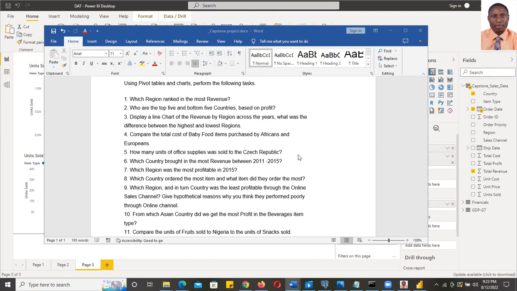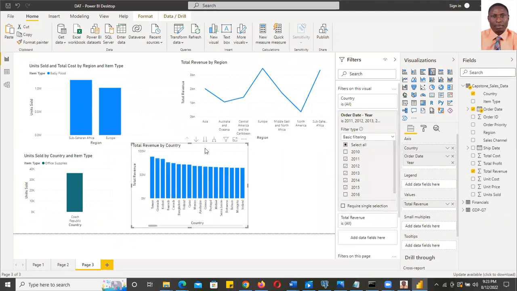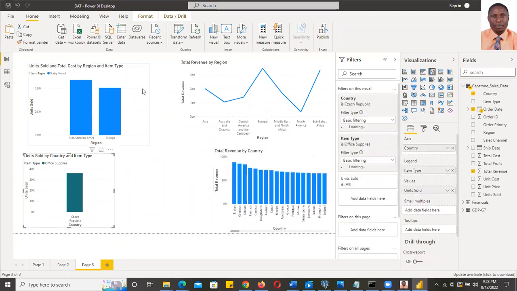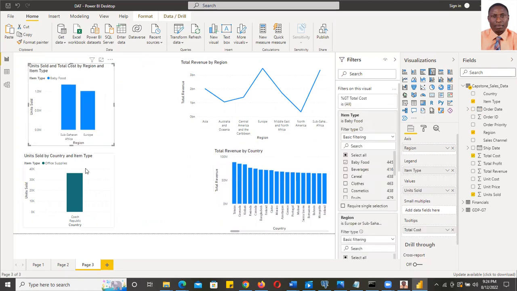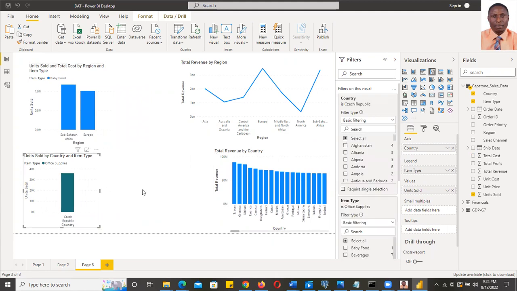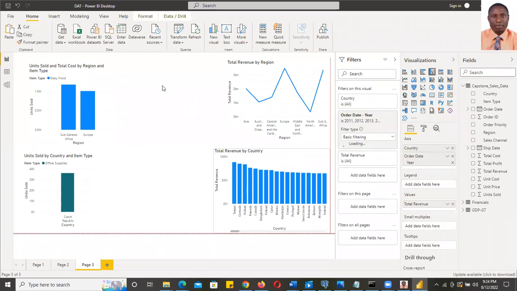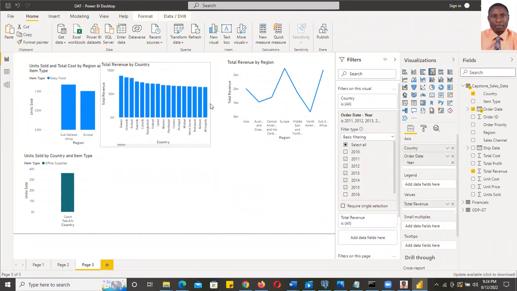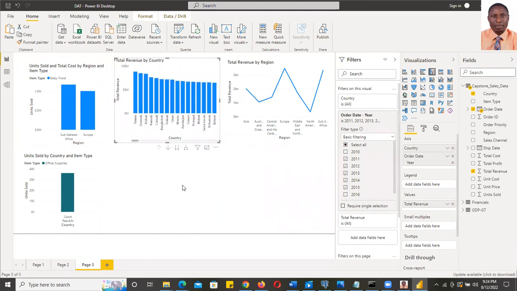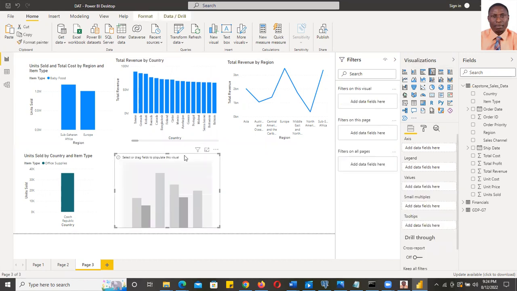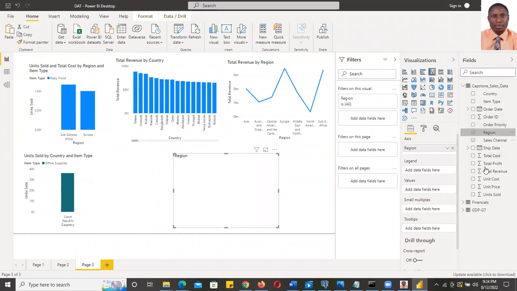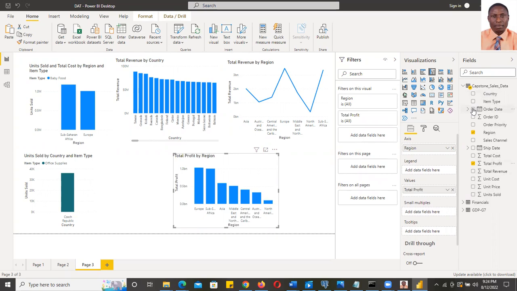Okay, let me continue. The seventh question says, which region was the most profitable in 2015? The most profitable region in 2015. So let me open another page. I just want to minimize this, please. Beautiful. I'm talking about region, the most profitable region in 2015. Profits, and the dates.